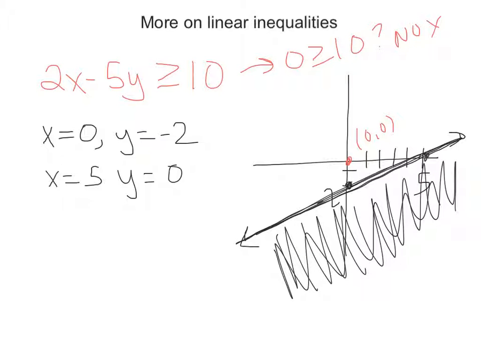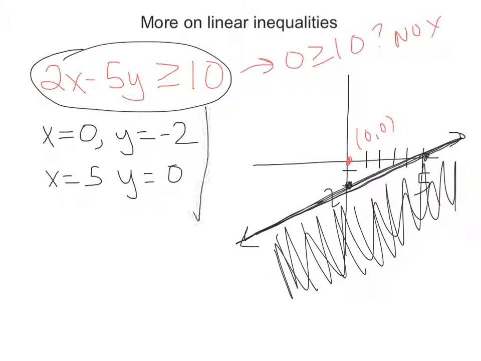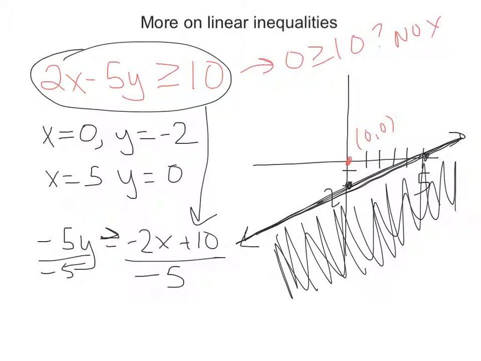Okay. Another thing I could do is solve it by converting it. So I could take this equation and convert it. So I'd have -5y is greater than or equal to -2x plus 10, divide by -5, divide by -5. And if you divide by a negative, remember that the inequality sign flips, I get y is less than or equal to 2/5 x minus 2.